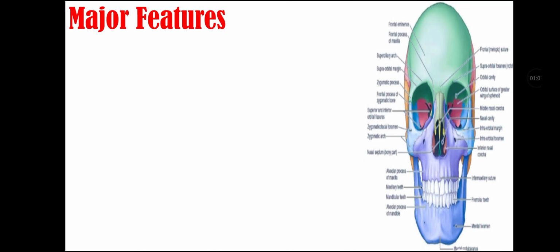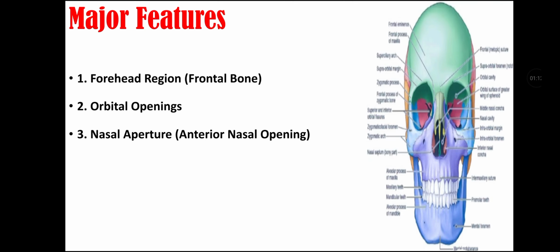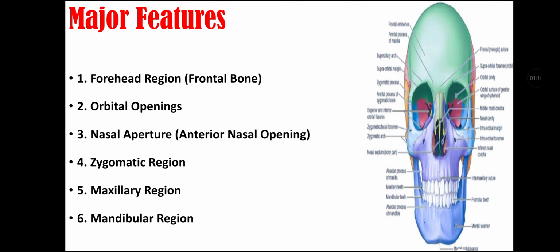Major features of norma frontalis. It has many features. We will discuss features on the basis of regions of norma frontalis. So norma frontalis has forehead region, orbital opening region, nasal aperture region, zygomatic region, maxillary region, and mandibular region. Now let's talk about these regions of norma frontalis one by one.